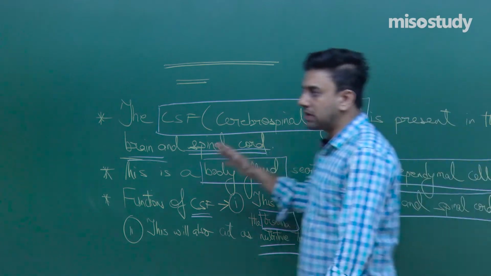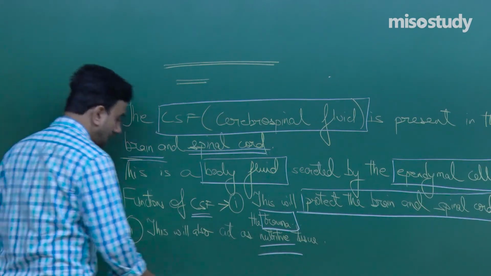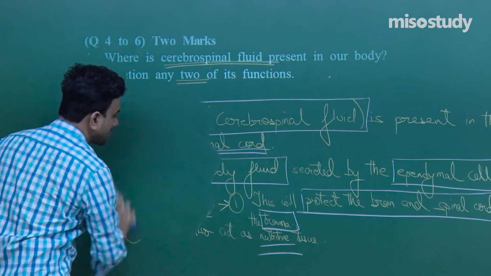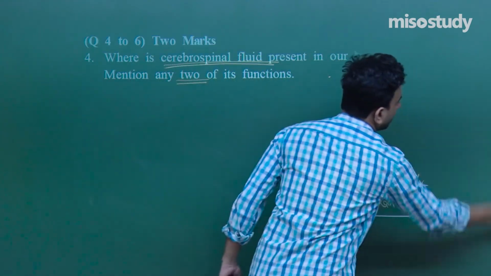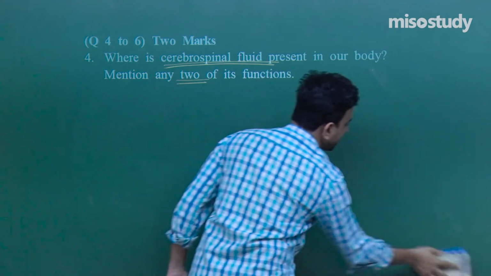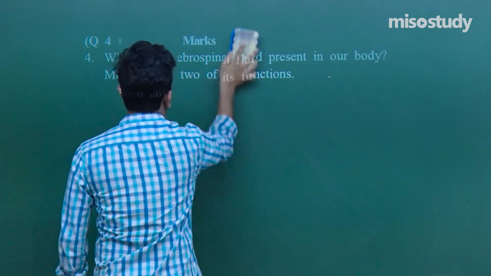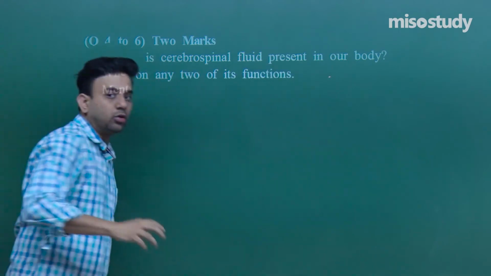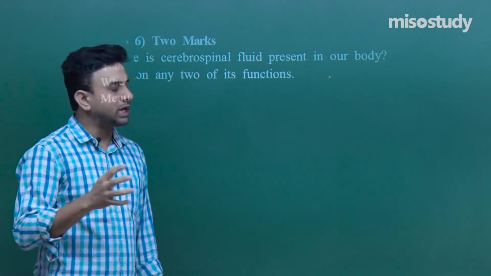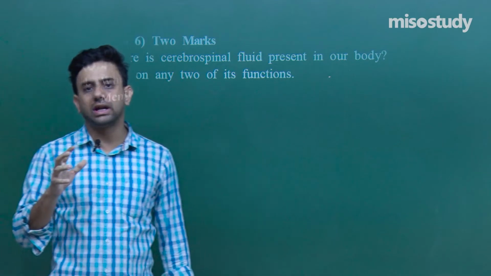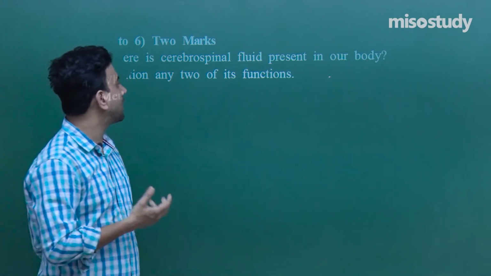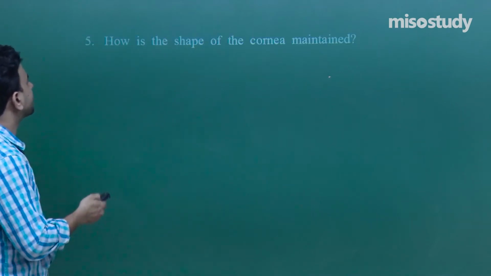Right, friends, so I hope you must have noted down, right. And now we will be talking about the next question. So, where is the cerebrospinal fluid present? This cerebrospinal fluid is present in the brain and spinal cord, and it will be protecting the brain and spinal cord, that is a nervous tissue, and apart from that it also serves as nutrition, secreted by the ependymal cells. Let us move to the next question.